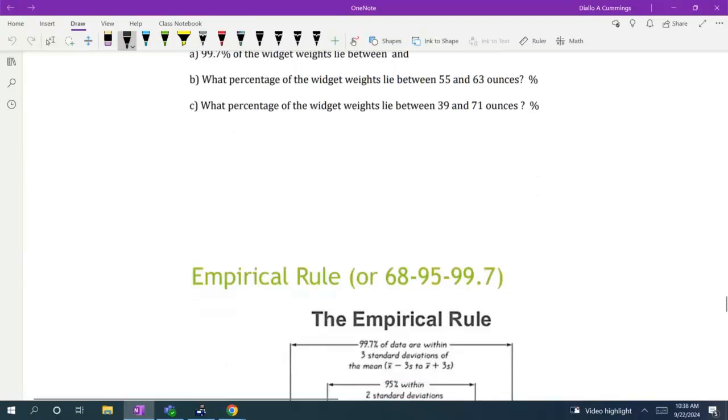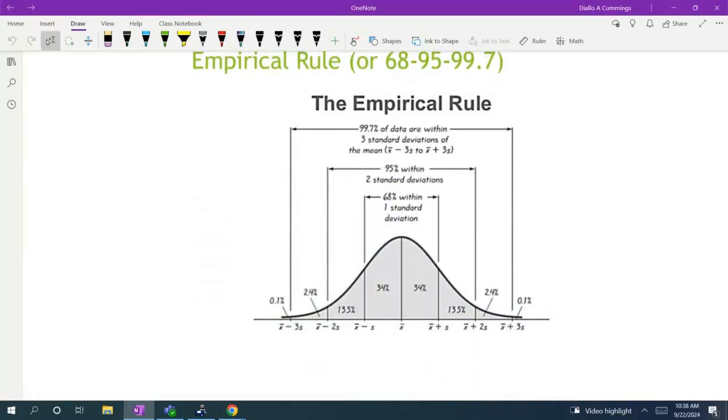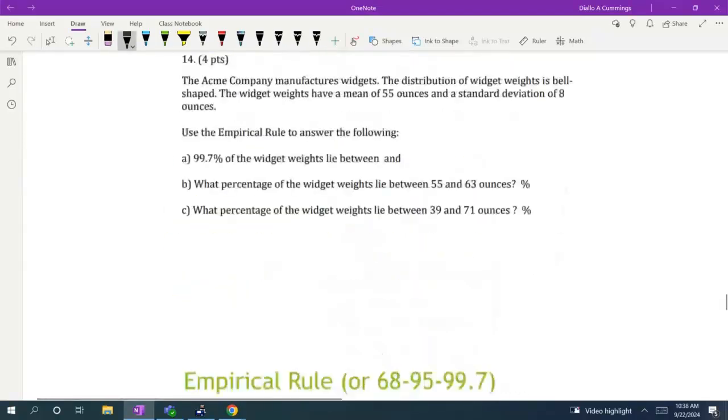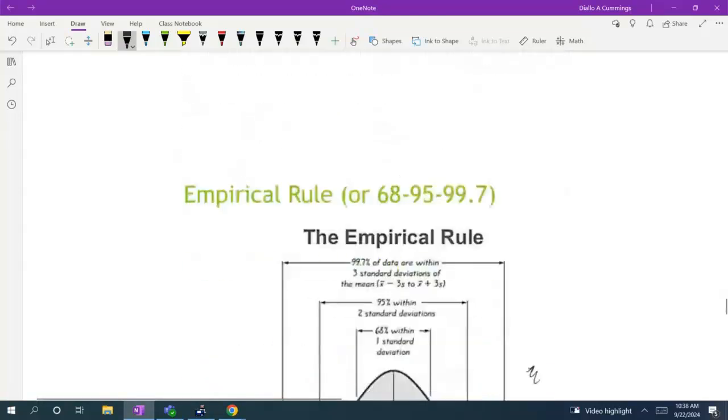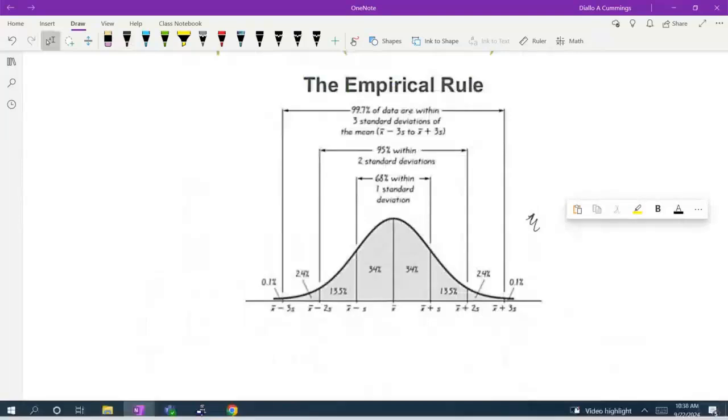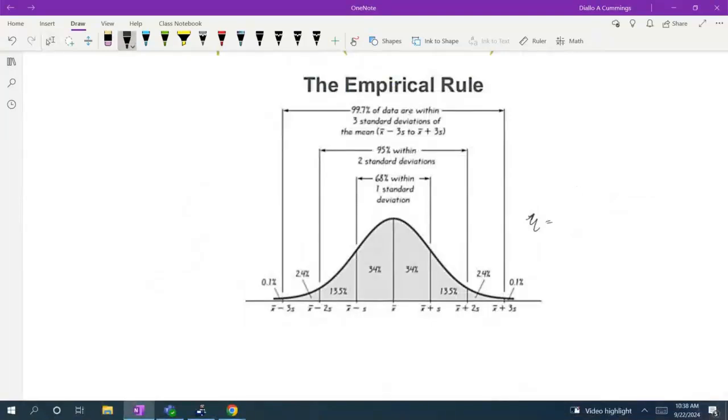So I'm going to go to our empirical rule, and we have that the mean is equal to 55 and the standard deviation is 8. So if I fill out our normal distribution, here we have the mean. One standard deviation above the mean is 63. I'm simply adding 55 plus 8. Two standard deviations above the mean is 71. And three standard deviations above the mean is 79.